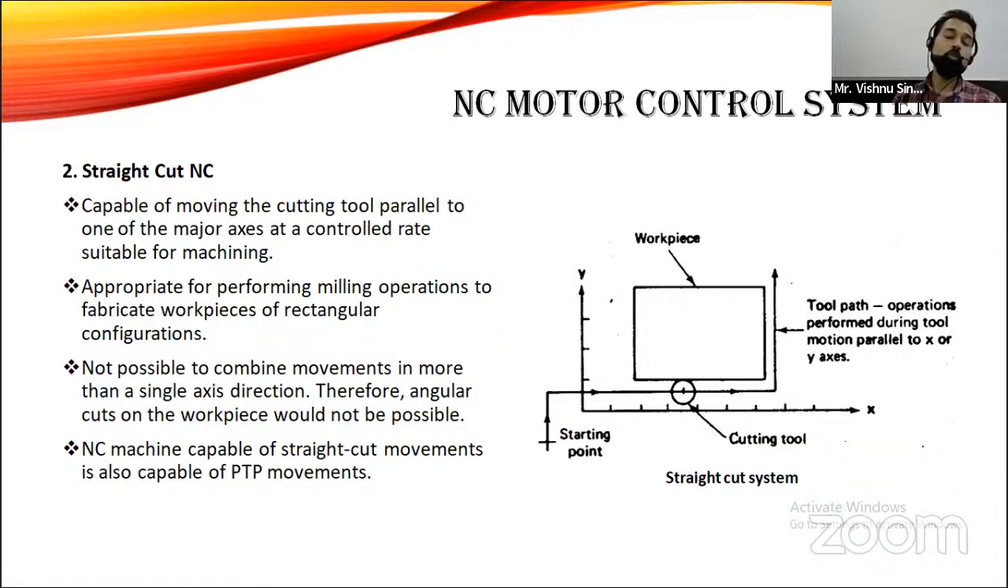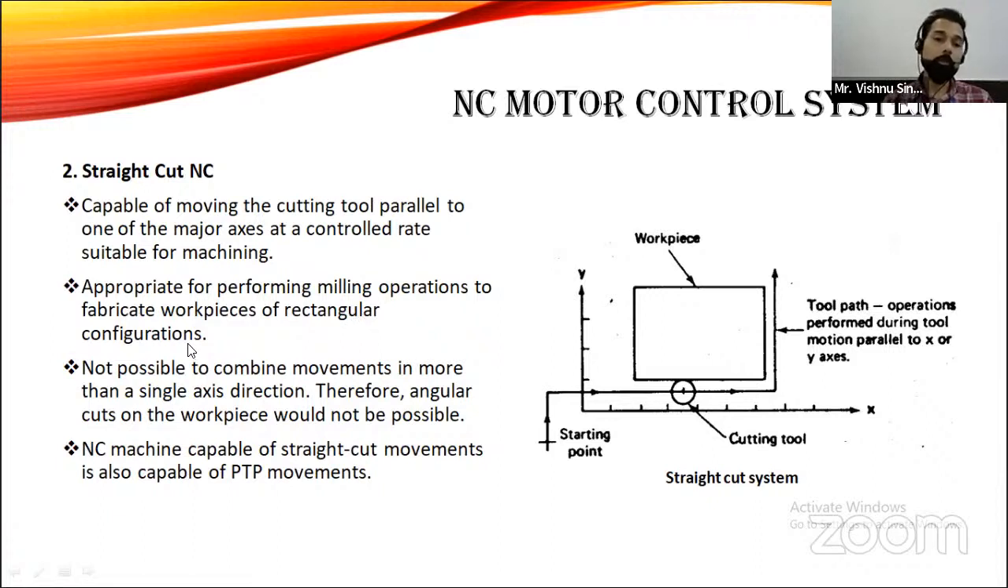Then another type of motion control system that is used is the straight cut NC motion system. As you can see from the diagram as well, in this case our tool moves along only a particular axis. It could be X axis, Y axis, or Z axis. My tool will move only along a single axis. So it is capable of moving the cutting tool parallel to one of the major axes at a controlled rate suitable for machining. It is appropriate for performing milling operations to fabricate workpieces of rectangular configuration.